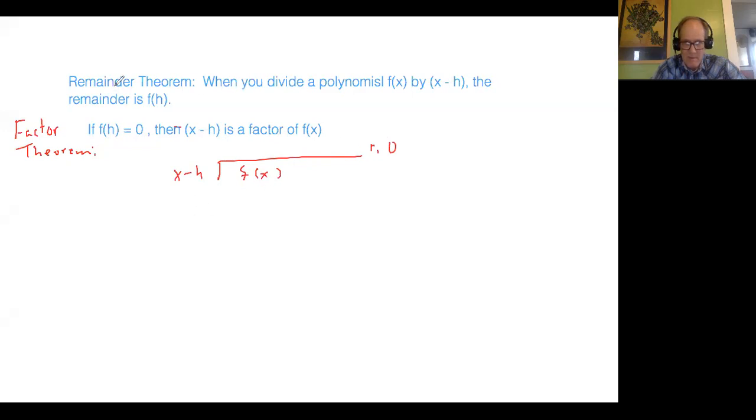So then by the remainder theorem, if the remainder is f of h and f of h equals 0, then x minus h must be a factor of f of x. Now, let's take an example of this.